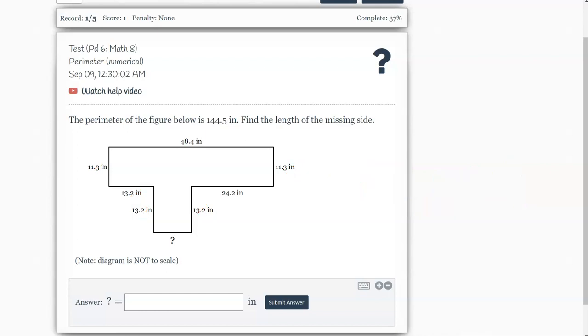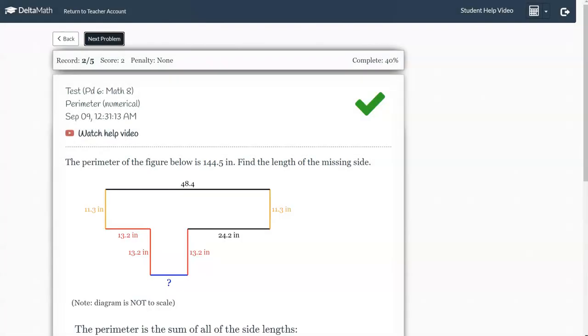So it looks like I have a total of 134.8, but the actual answer is supposed to be 144.5. So I need to subtract these numbers here. So if I subtract that, I'm going to get a difference of 9.7. So I'm going to type that here. I feel like that was the answer to the last question.